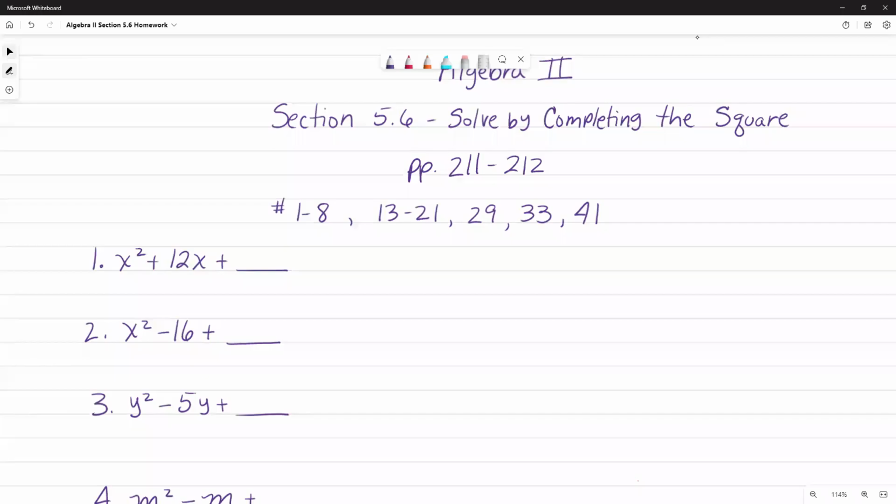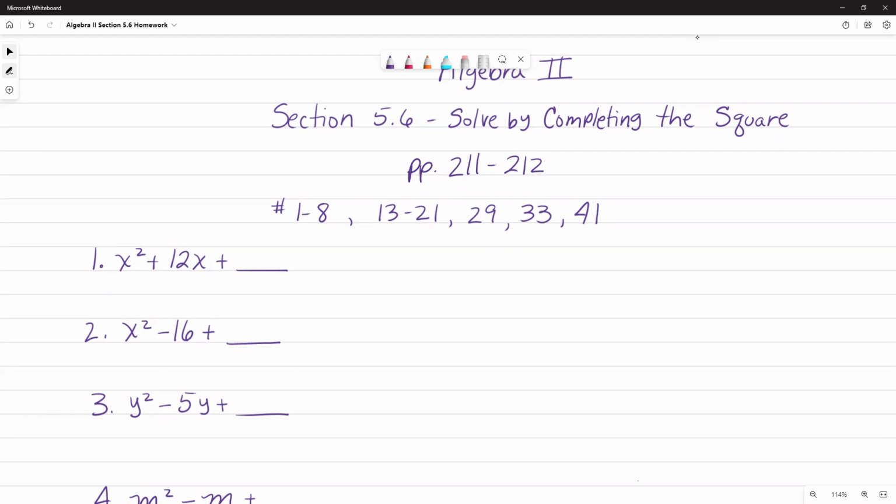Recording in progress. This video is going to cover the homework workthrough that you guys should have done on Friday. Going through section 5.6, solving by completing the square. So the first 6 are simply finding that third term in the perfect square trinomial.